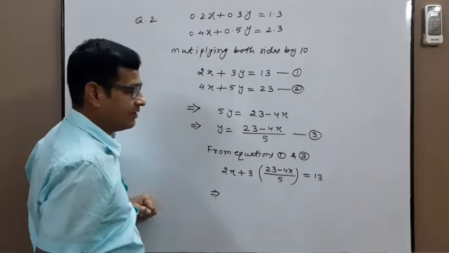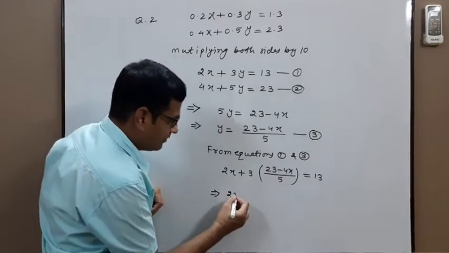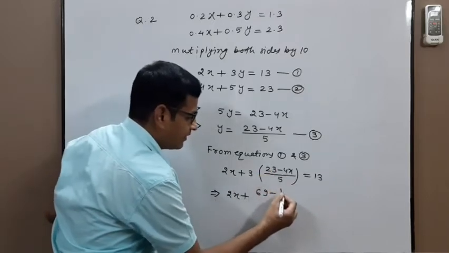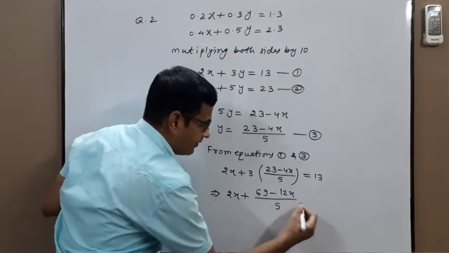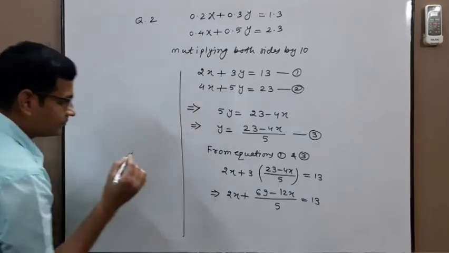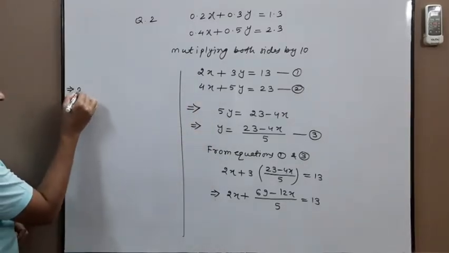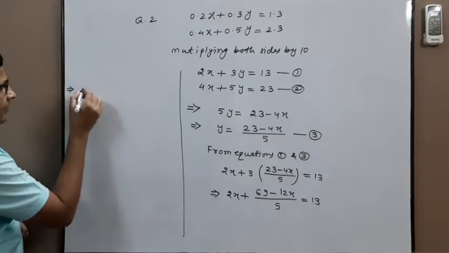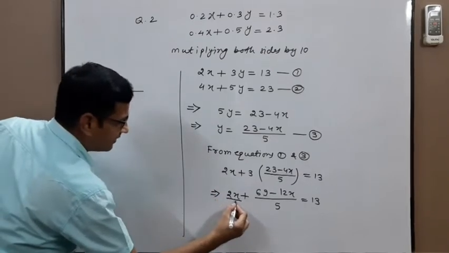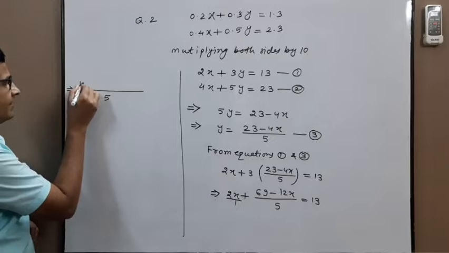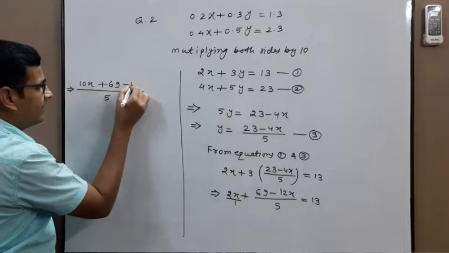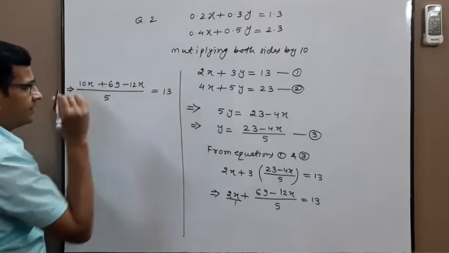Now this is a linear equation in one variable. So simple calculation: 2x plus 23 threes are 69 minus 3 fours are 12x upon 5 is equal to 13. Now taking LCM on the left hand side. LCM is 5. So 2x into 5, 10x plus 69 minus 12x is equal to 13.